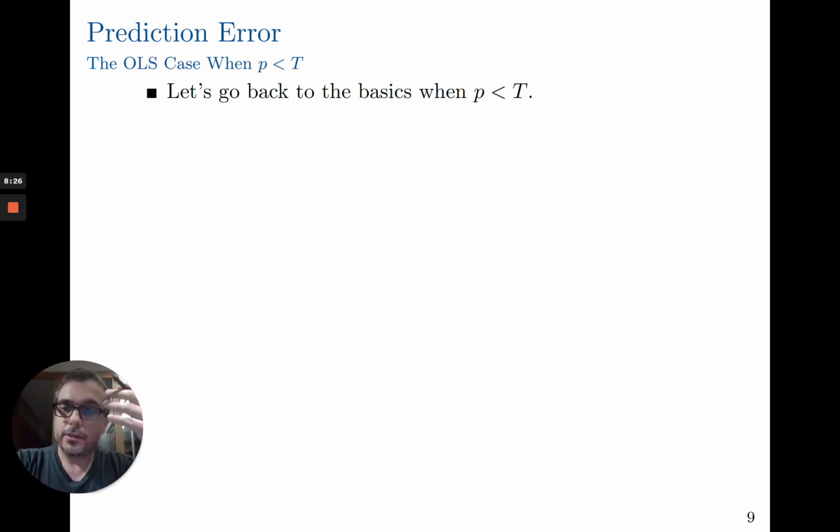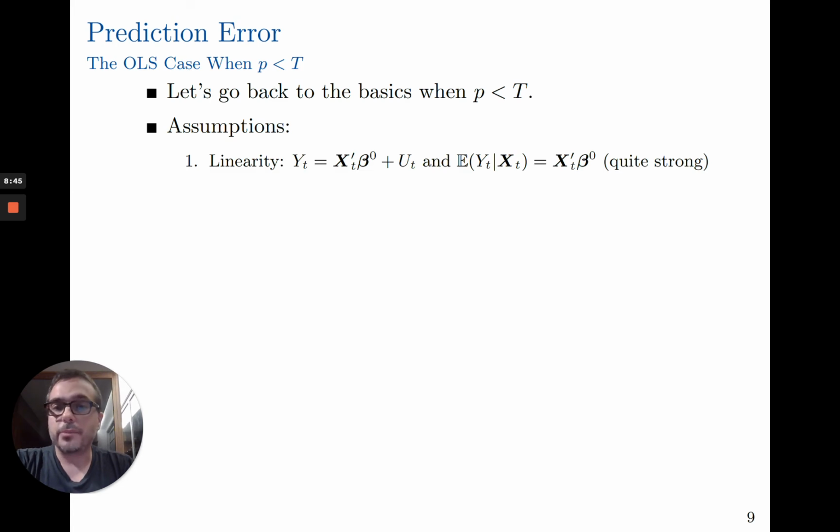to gain intuition on the results for the lasso, let's go back and look into the basic linear regression setup when p is less than t, such that we can use OLS, okay? So we don't need to use any penalization, any regularization. So we're going to make some assumptions. The first assumption is linearity. So we're assuming that the true model is in fact linear, such that the expected value of y given x is x prime beta naught. So we have the model correctly specified. The conditional mean is correctly specified.